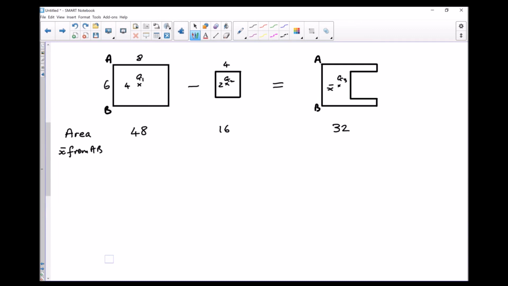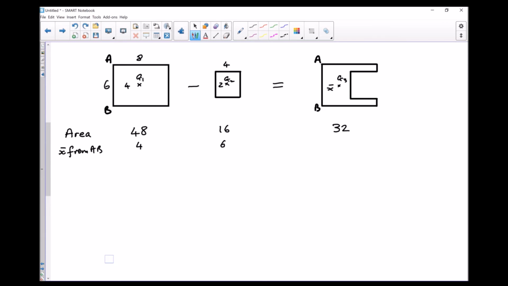So from AB, for the rectangle, the center of mass is 4. For the square, remember, it is taken out from the rectangle, so that the square would be here. The center of mass of the square is 2 in from the midway. It'll be 4 plus 2. It will be 6 from AB. You can think of it, if you like, as 2 from 8. 6 will be the distance of the center of mass for the square.